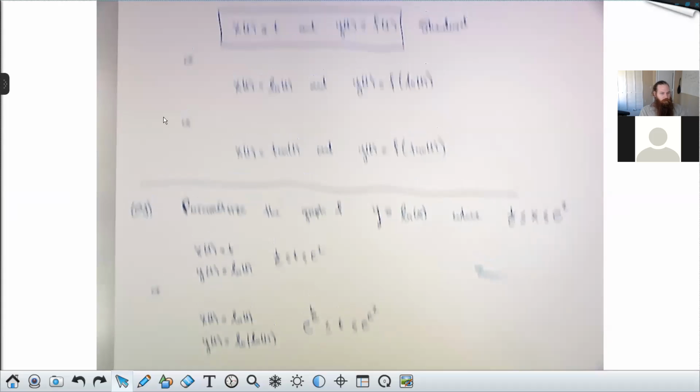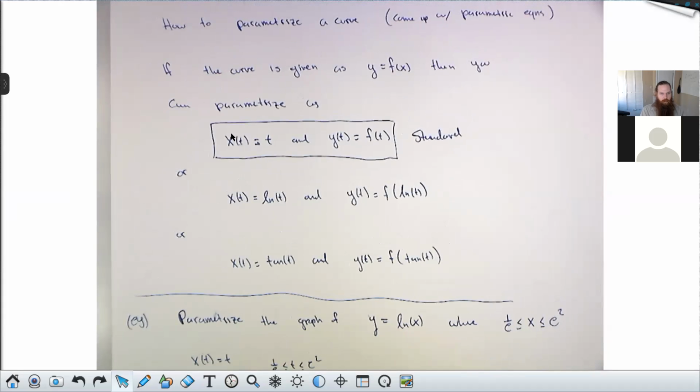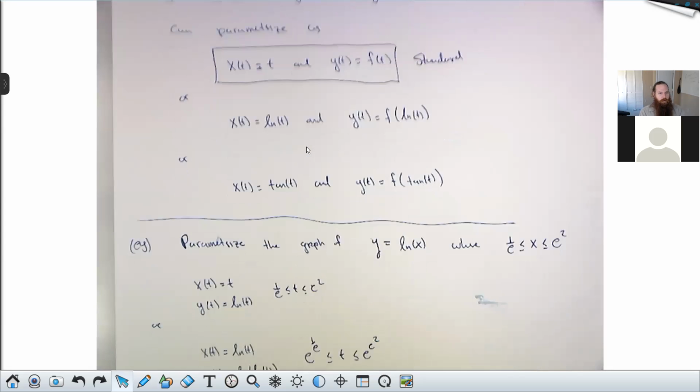The standard parametrization says just use t for x, and then let y be f of t, where f is the function whose graph you're trying to parameterize. But really, you could use any one-to-one function whose range is all real numbers for x, and then just plug that thing into f to get your y's. As long as the y value is f of the x value, you will be on that graph. And then it's just a matter of selecting the right t values, the right time domain, to give you the portion of the graph that you wanted.